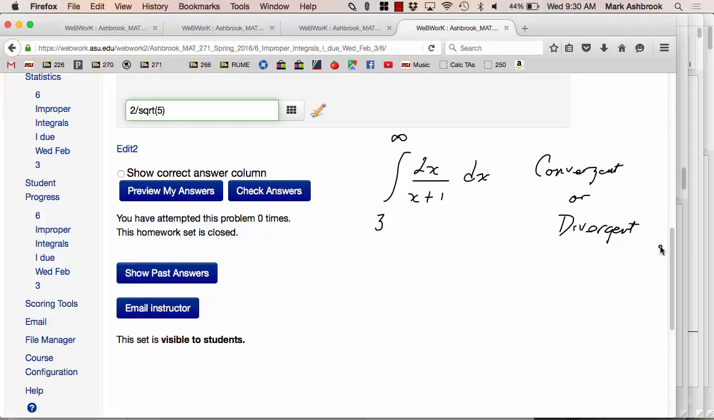Without doing a lot of math, how many think it's convergent? How many are not sure? It's okay. How many think it's divergent? Lots of people think it's divergent. Why?